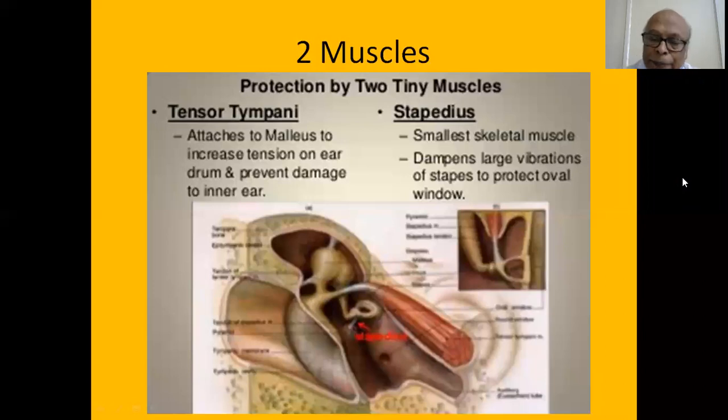In stapedectomy operation, we cut the stapedius muscle. So what happens? The stapedectomized individuals who are suffering from otosclerosis will not have this protection. They should take a lot of care not to hear loud sounds. When they hear loud sounds, they should keep something in the ear like cotton wool or an ear plug to protect themselves from damage.